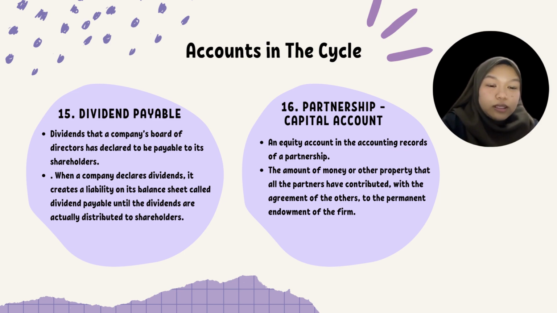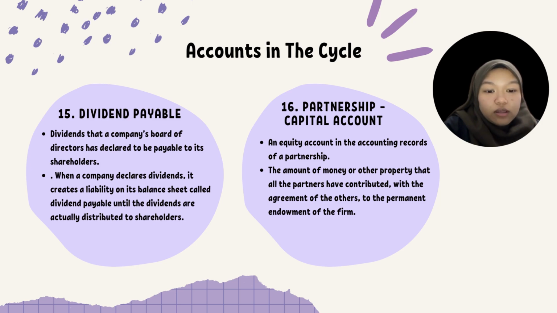For dividend payable, it refers to the amount of money that a company owes to its shareholders as dividends but has not yet paid out. When a company declares dividends, it creates a liability on its balance sheet called dividend payable until the dividends are actually distributed to its shareholders. This represents the total dividends that the company is obligated to pay to the shareholders, typically based on the number of shares held by its shareholders.